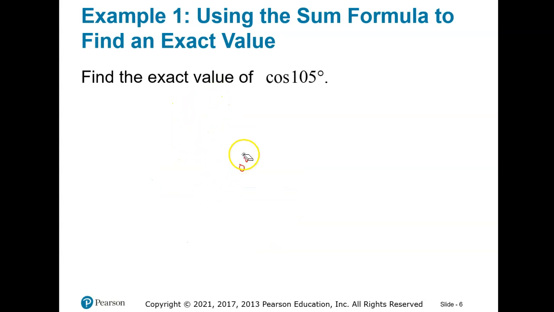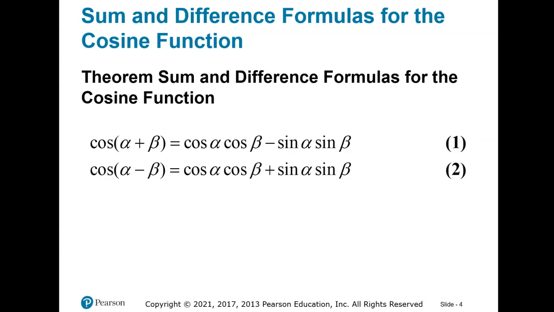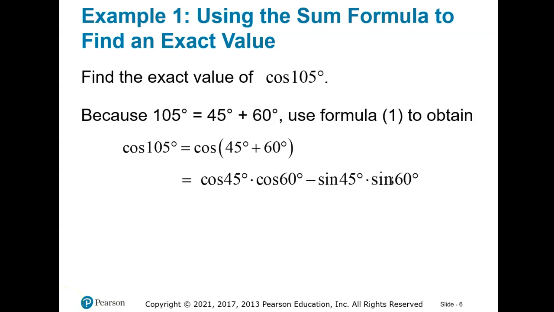Well, we can use the sum formula. So we're going to rewrite cosine of 105 as cosine of 45 plus 60. Right? And so now we are going to use the sum formula. We're going to use that top formula right there. It's the cosine of the sum of two angles. So now we can apply that formula. Cosine of 45 times cosine of 60 minus, again because it's plus on cosine, we switch it to minus, the sine of 45 times the sine of 60. When the function is cosine, it's cosine, cosine, sine, sine. Same, change the sign, okay?